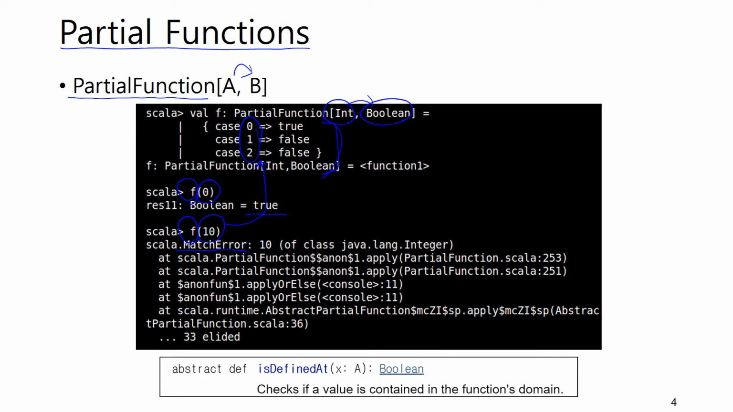One particular feature of this partial function is it has this method isDefinedAt, which you can call to test if a particular value is contained in the function domain. So isDefinedAt returns true only if the partial function is defined on this argument x.